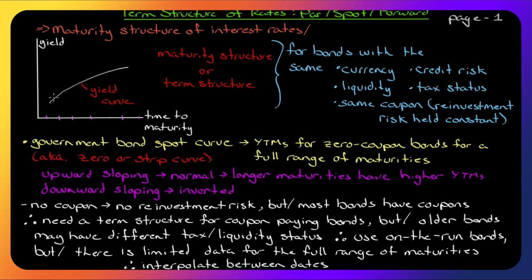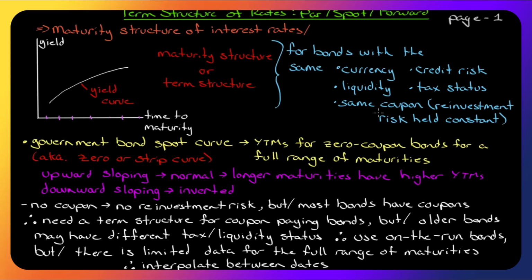And then we would just connect all the points and it would draw out a curve, and this is called a yield curve. It's also referred to as the maturity structure of interest rates or the term structure of interest rates. This yield curve we drew out is for a particular cluster of bonds, and in that cluster the bonds should have the same currency, the same credit risk, the same liquidity, the same tax status, and the same coupon.